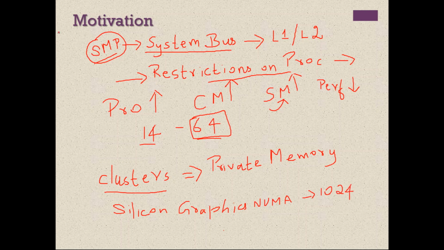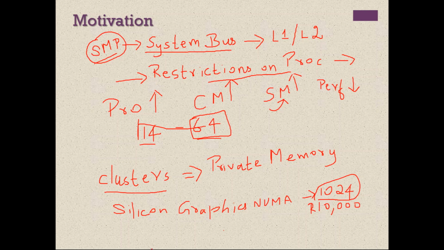Whereas if you see SMP, it can support only a maximum of 16 to 64 processors. But the Silicon Graphics NUMA system supports 1024 or 10,000 processors. It can hold 1024 processors, right?